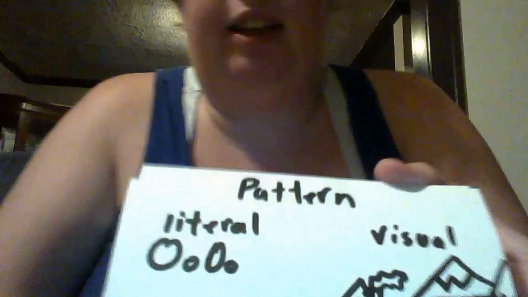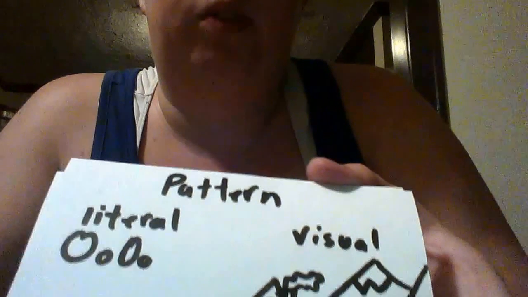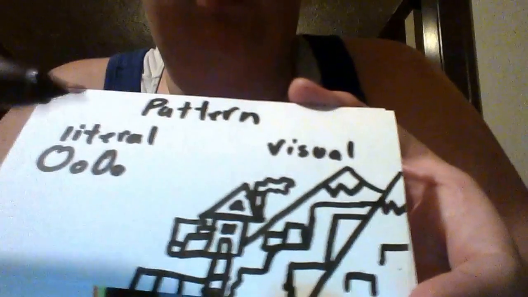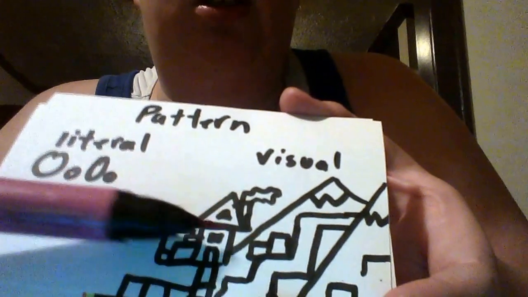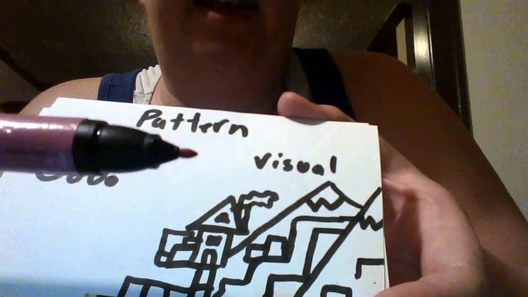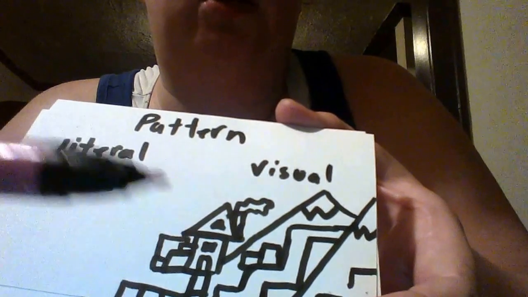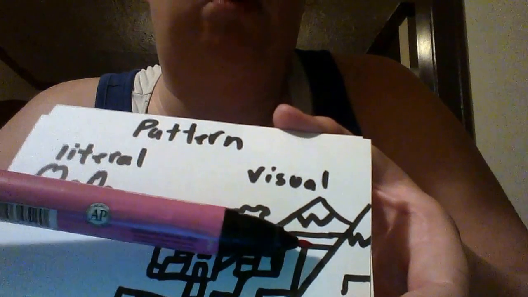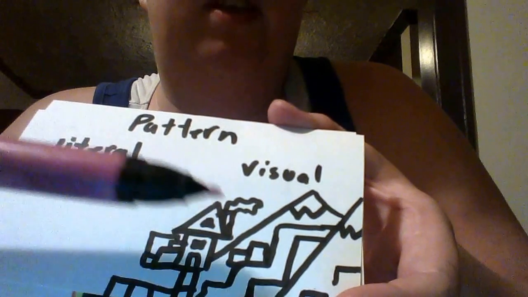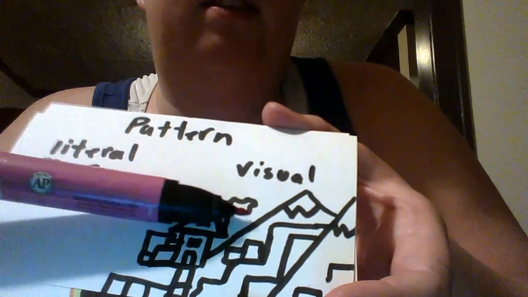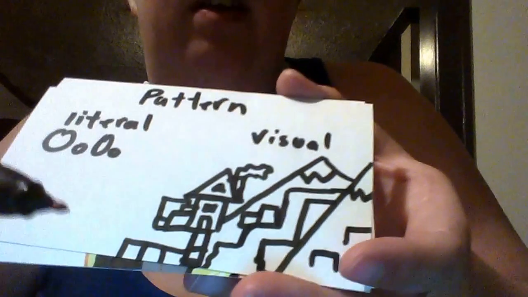Pattern, you can have it, like I said, literal: circle, little circle, circle, little circle. Or you can go, here's that example I brought up earlier. This whole picture, the pattern is, it's made with 99% triangles and squares. You can break this waterfall down into squares. The only thing that's squiggly is that little smoke right there.